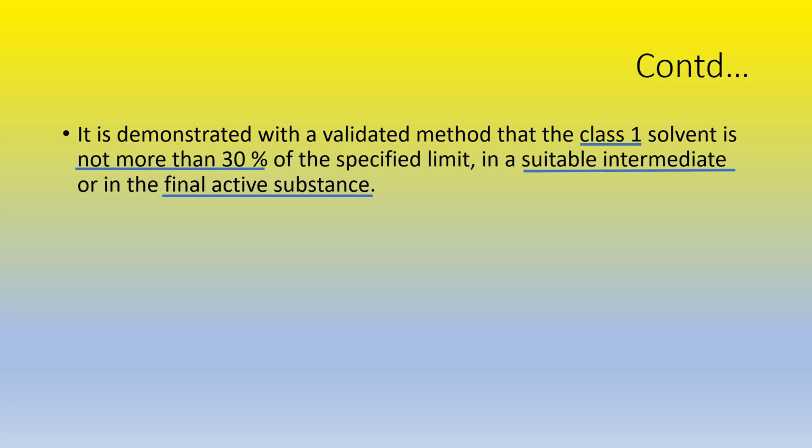30% of 2 ppm is approximately 0.6 ppm. So, if it could be demonstrated that the benzene content is less than 0.6 ppm in a suitable intermediate or final product, the routine screening of the final product could be avoided for class 1 solvents.